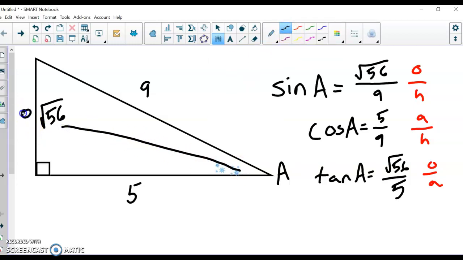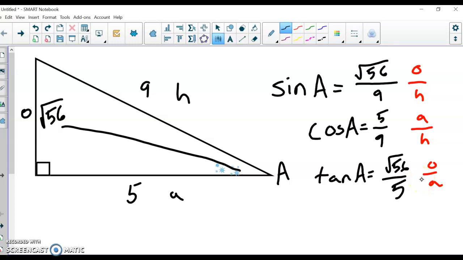We look over here, this is the opposite side, so I have square root of 56. This is always the hypotenuse. This is the adjacent side, and so I have the adjacent over the hypotenuse, so I got 5 over 9. And tangent is opposite over adjacent, which is square root of 56 over 5.